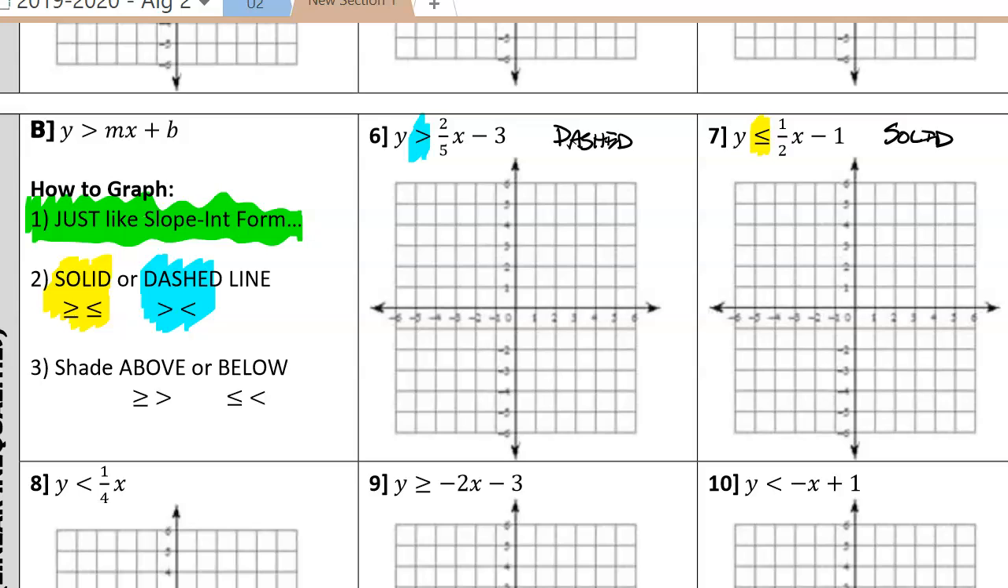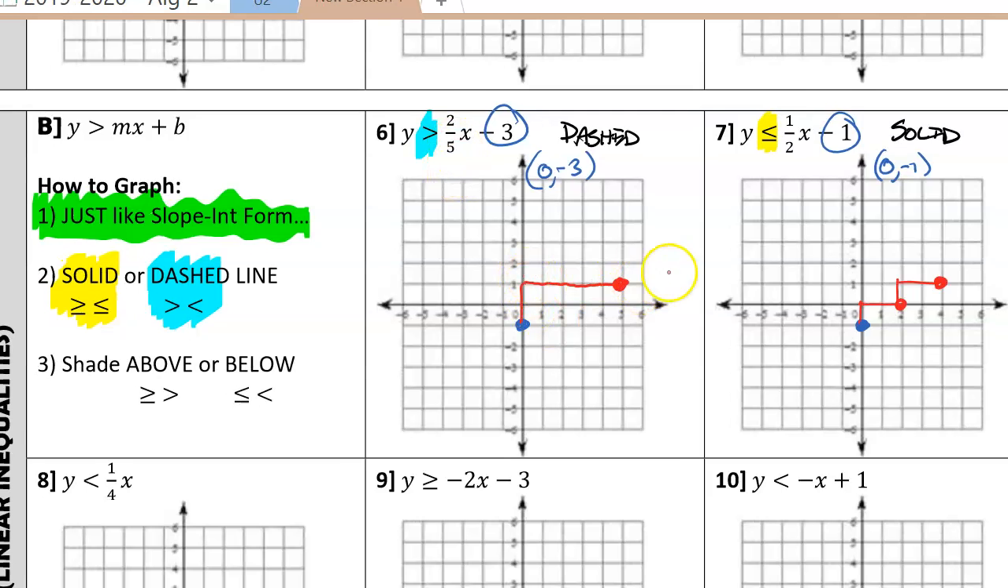So we'll go ahead and graph the y-intercept of both at (0, -3) and (0, -1). And from there, we'll go ahead and do the slope next. A slope of up 2 over 5 and a slope of up 1 over 2. Now, in terms of our line types, we said we're going to have a dotted line on number 6, but a solid line on number 7.